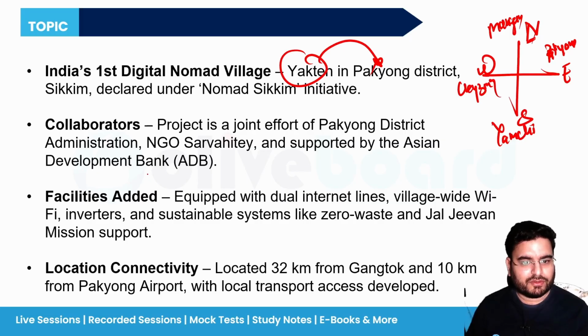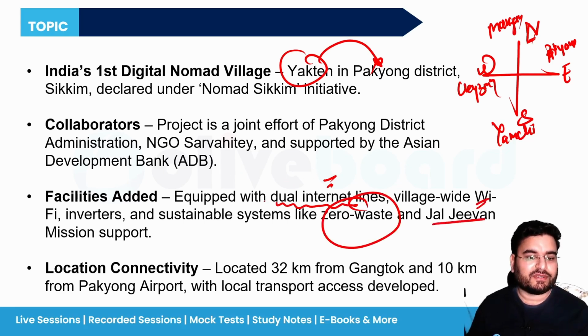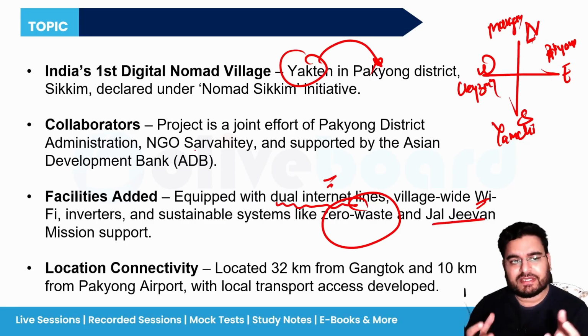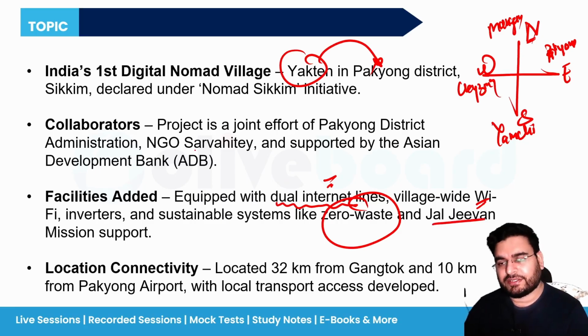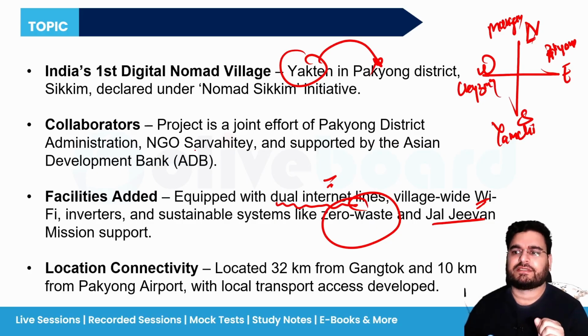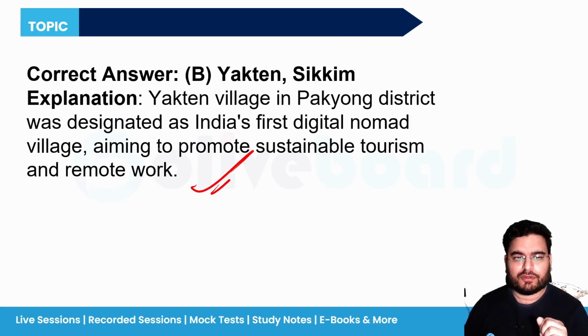Okay. So what they have done here, they have equipped it with dual internet lines. Also the village has Wi-Fi, right? Also it is zero waste. Jal Jeevan Mission is also there. Got it? So because of this, it has become the first digital nomad village of Sikkim. Just remember the name. Name is important, and in which state it is situated. So it is going to promote tourism also.